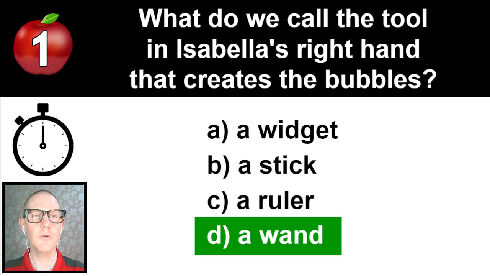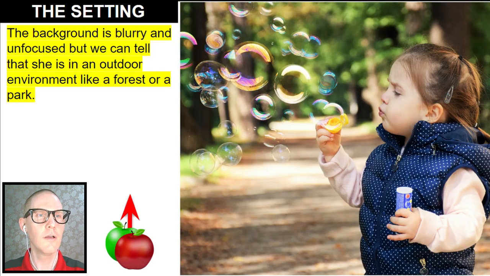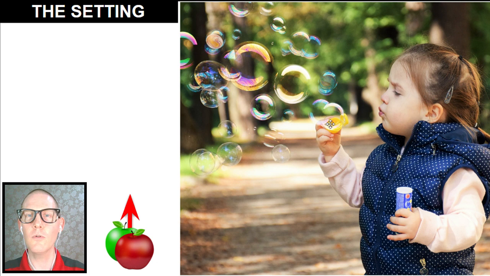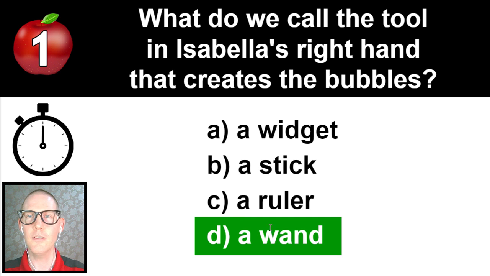Right, and we talked about that before. If we look at the picture, she is holding the wand in her hand. It's the little yellow piece, right, for blowing the bubbles. All right, so it is the wand. The little wand is the piece that you dip in the solution in the bottle, and then you blow through it, and it creates the bubbles.